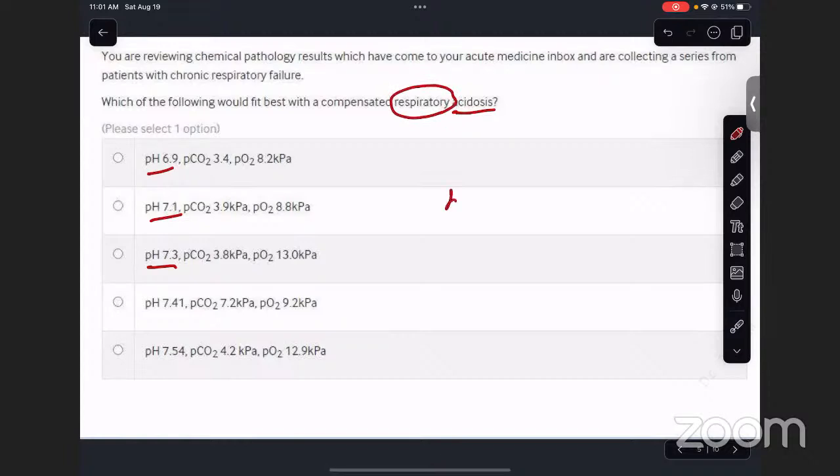Normal PCO2 is 4.5 to 6. How about the stems? PCO2 reduced is unlikely. PCO2 of 3.9 is also unlikely. PCO2 of 3.8 is unlikely. PCO2 of 7.2 will be the answer. To interpret arterial blood gas, you need to interpret it stepwise: acidosis first, and acidosis due to what? Maybe respiratory or metabolic, and then whether there is compensation or not. So you will get the questions correct.